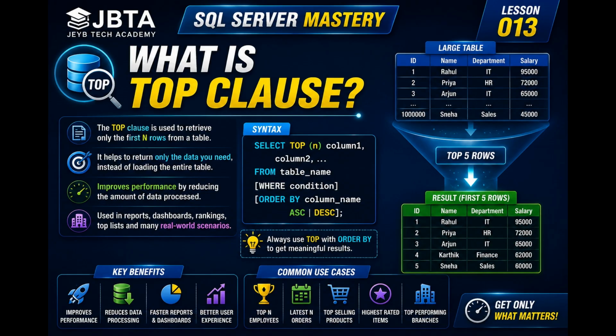However, there is one important thing to remember. The top clause only limits the number of rows returned. It does not decide which rows are returned. If you need specific rows, such as the highest salary or the latest order, you should combine the top clause with the order by clause. We'll learn that in the next slide.